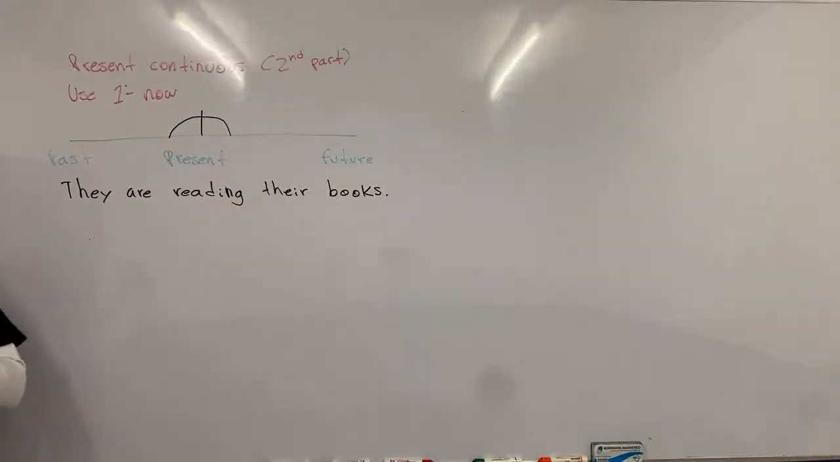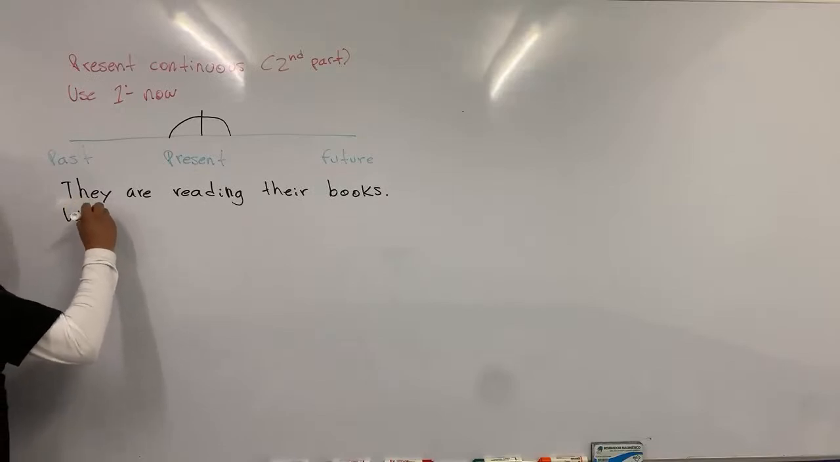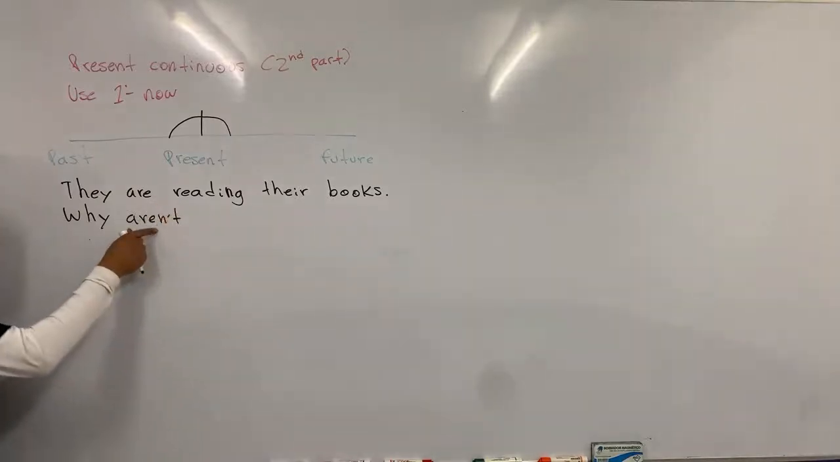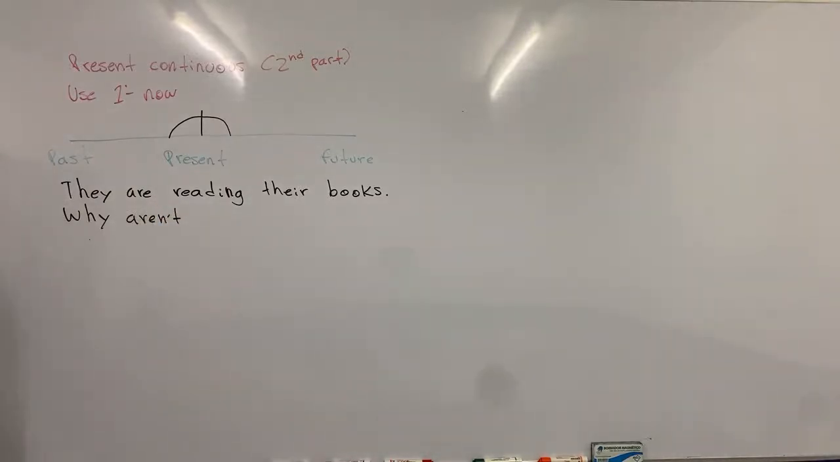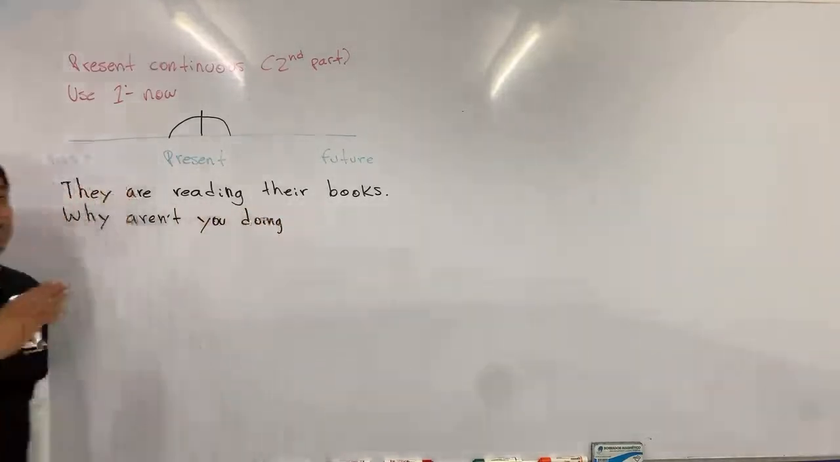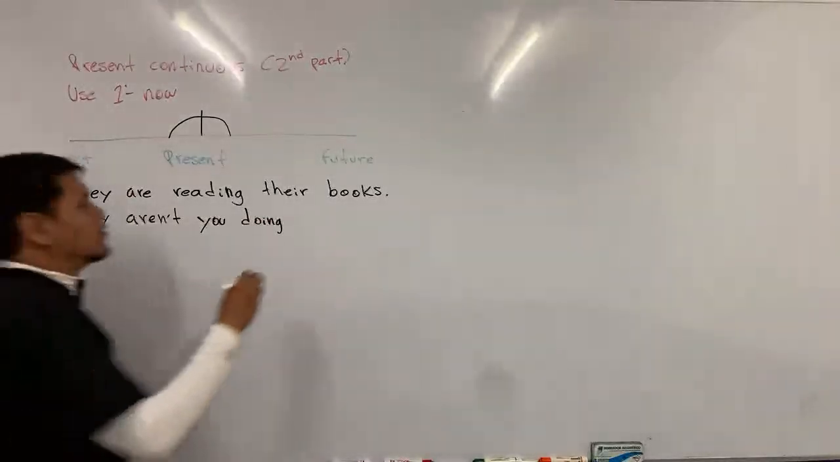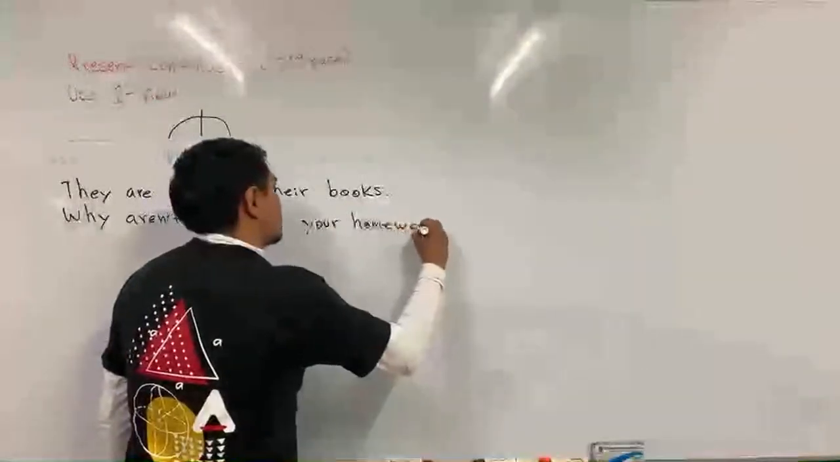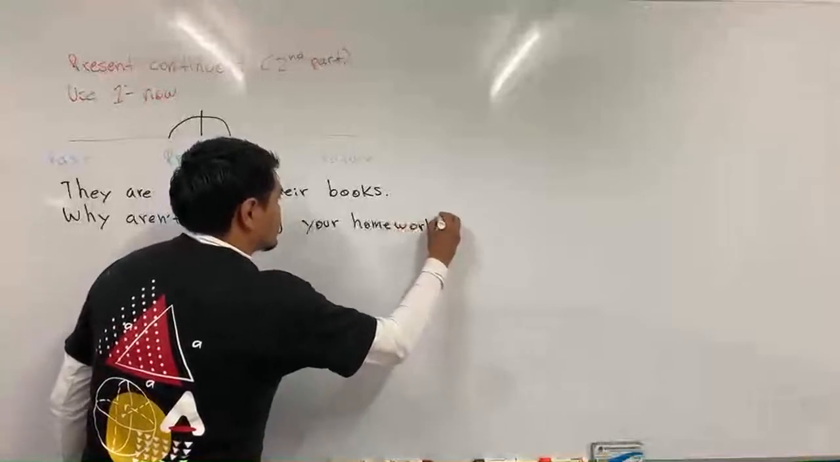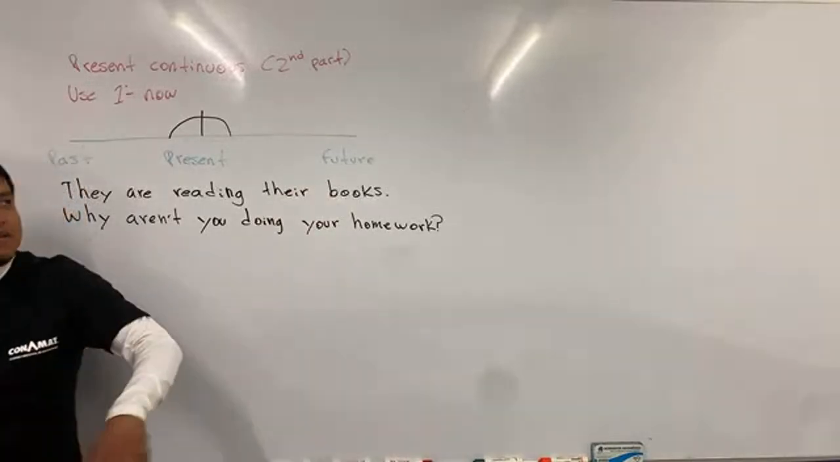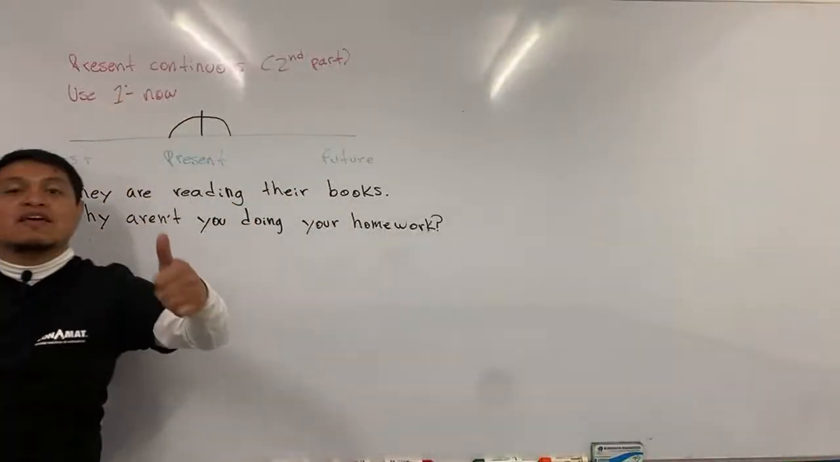For example, with WH questions: why aren't you doing your homework? Why aren't, with negative the verb to be. Where are you doing your homework? ¿Por qué no estás haciendo tu tarea? When, in this moment.